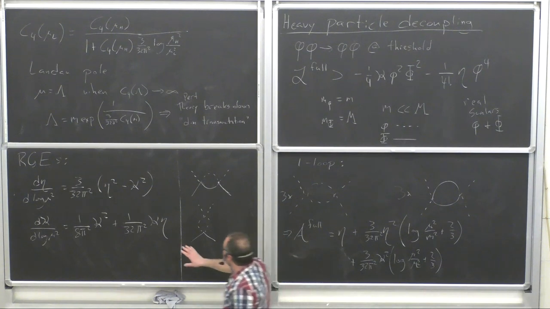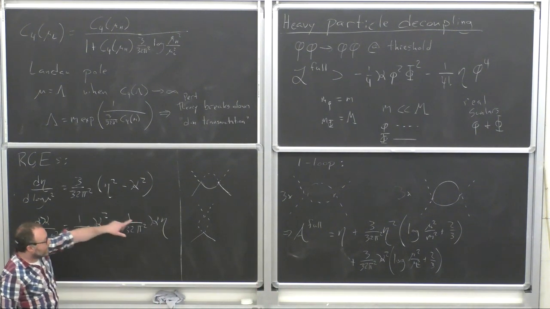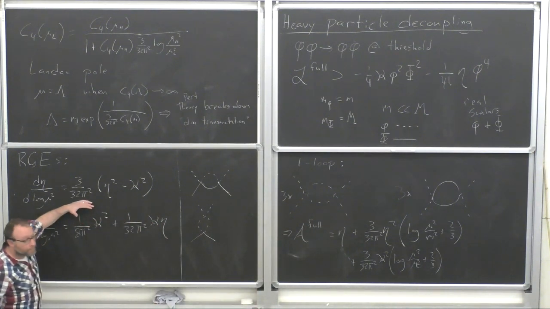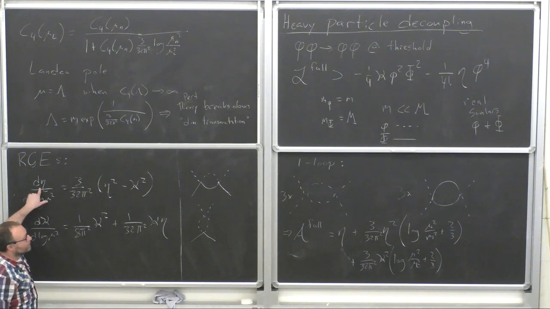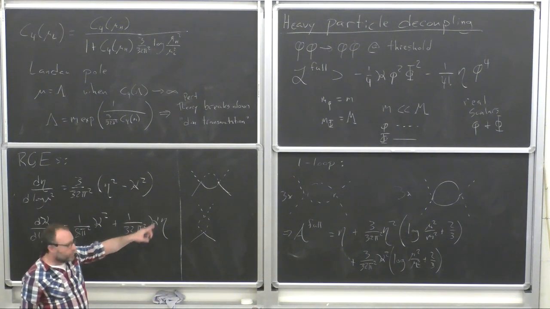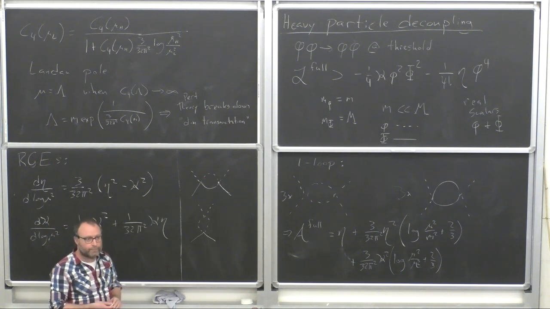Good. So here, it's these two diagrams that give me this RGE for the eta coupling, which is little phi to the fourth. I want to compute the RGE for kappa. That's the one with two little phis, two big phis. Yeah. Okay.